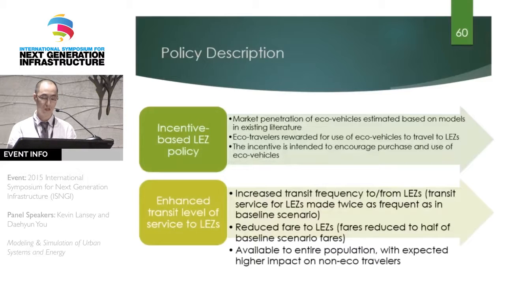Second is to offer enhanced transit service to low emission zones, namely increasing transit frequency to LEZs. For example, transit service to the low emission zone is made twice as frequent as in the baseline scenario, and transit fare is discounted over 50% to the low emission zone. This model offers enhanced transit service to the entire population to attract them to use transit to the LEZ instead of polluting vehicles.